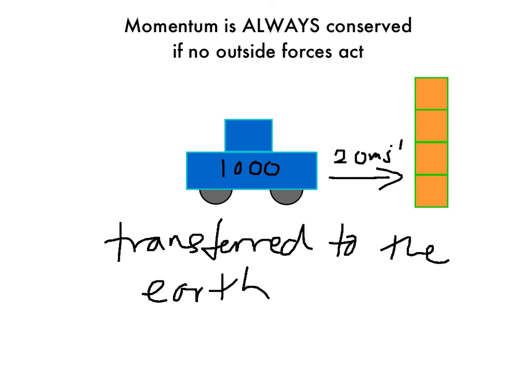But generally, if there is no outside forces acting, it's what we call an isolated system. You may see it referred to as that. Momentum will always be conserved. The momentum before the collision will be equal to the momentum after the collision.